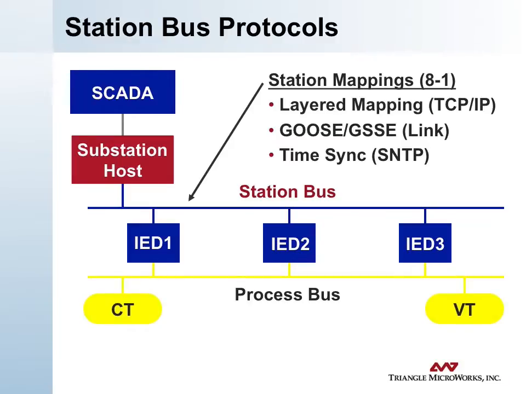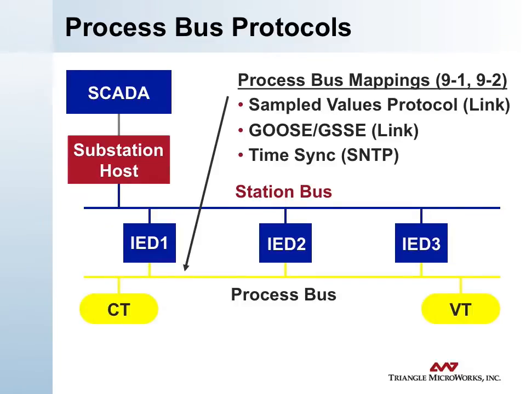Three protocols are defined for use on the station bus. The first is a TCP/IP stack containing some application layer things that we'll talk about shortly. The second is GOOSE, generic object-oriented substation event, and GSSE, generic substation status event, which are link layer protocols used to do things like protection tripping across the station bus. The third protocol is the Simple Network Time Protocol, a standard IETF protocol. It comes with most TCP/IP stacks, and is used to distribute time across the station bus.